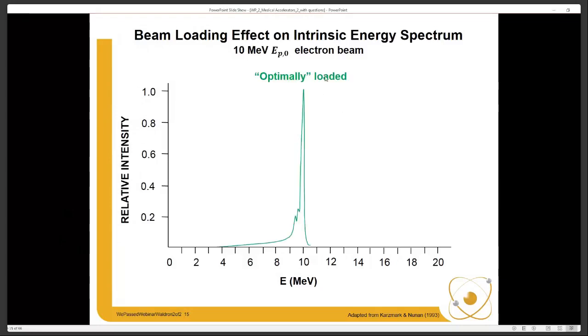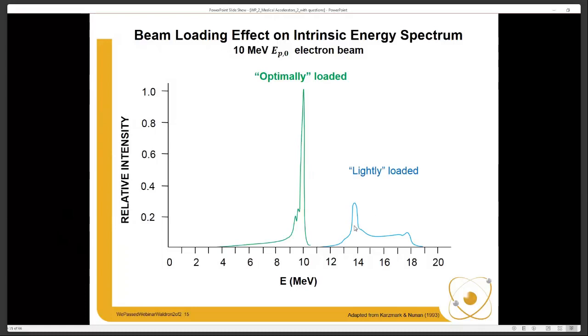So the first thing we're going to look at is the optimally loaded spectrum. And it looks an awful lot like the spectra we saw in the last figures. We've got a peak at 10 MeV. We've got some fall off that extends slightly higher. And then we have a longer tail at lower energies. Now, if I take this and I unload it, I either increase the RF power or I decrease the electron fluence, what I'm going to get is the lightly loaded beam.